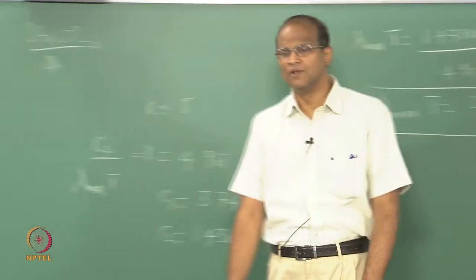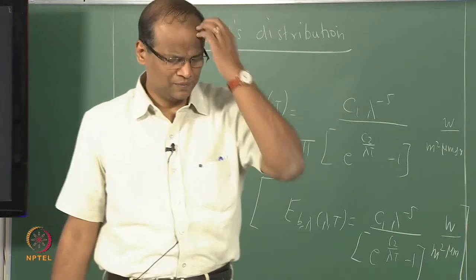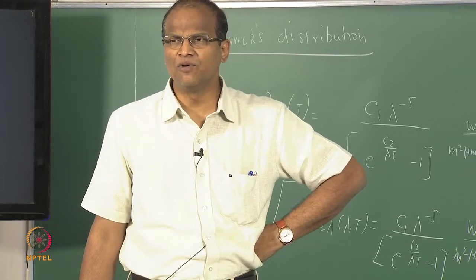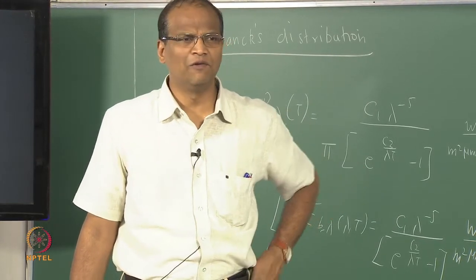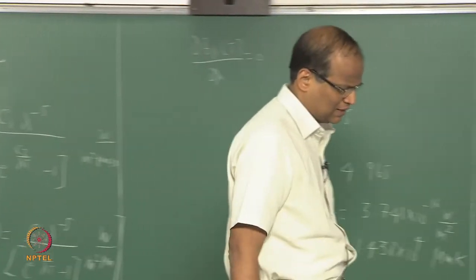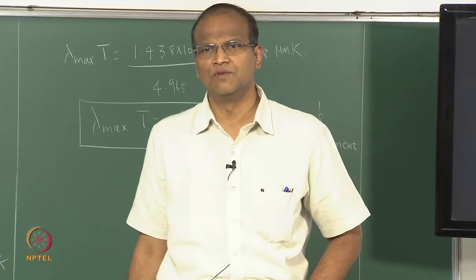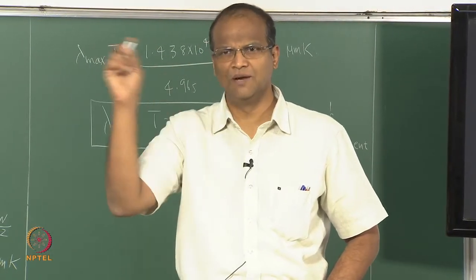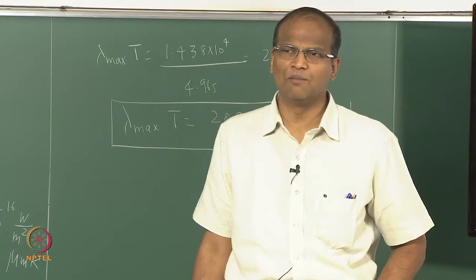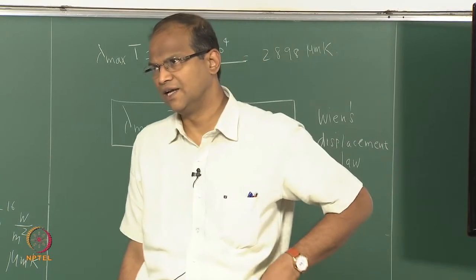Yesterday we worked out a problem where I gave you the lambda max for solar radiation. I gave it as 0.475. We found the color temperature to be 6100 Kelvin. The distribution of radiation from the sun does not exactly correspond to a black body. Therefore, there is a minor difference. So actually the equivalent black body temperature of the photosphere of the sun is about 5800 Kelvin.